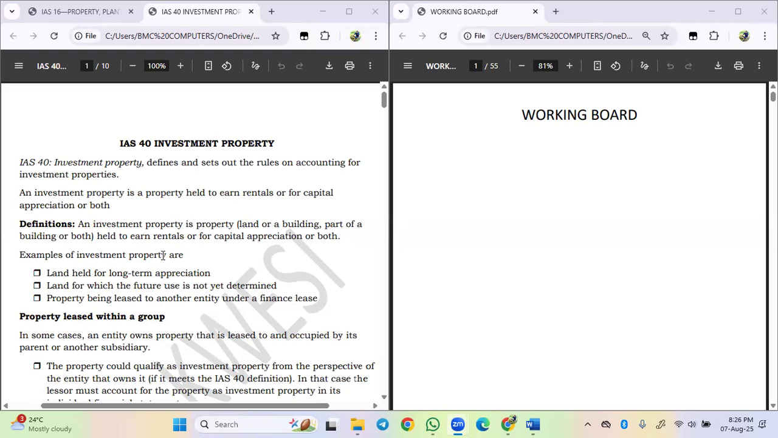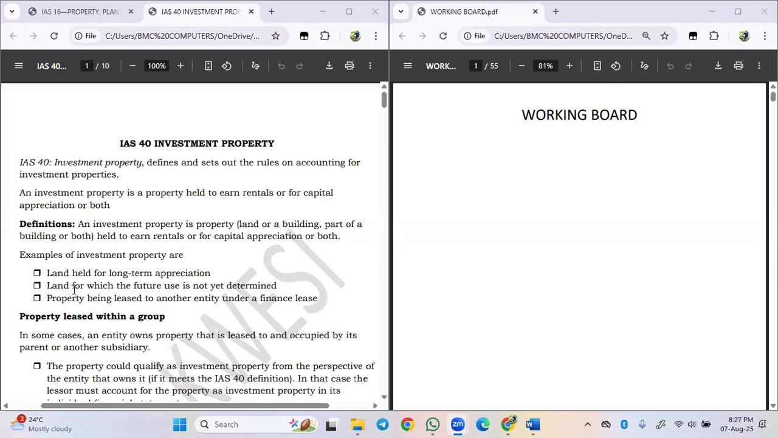So examples of investment properties are land held for long-term appreciation. That's the main reason why we don't depreciate land. We know that land appreciates. So the price of land in a certain area, a certain community, this year will not be the same in two years, or even the next year.